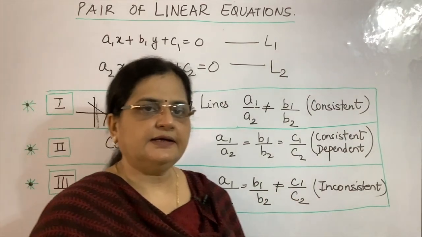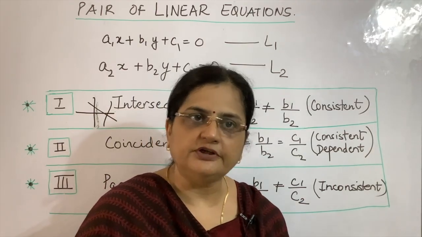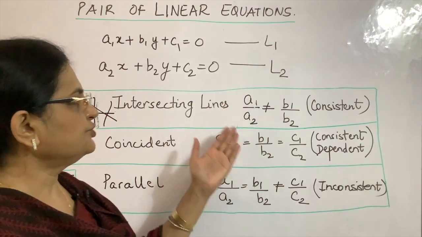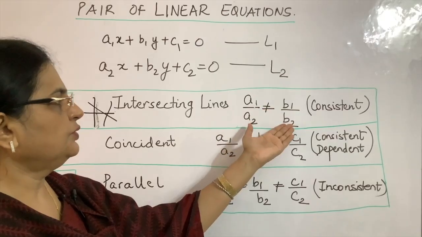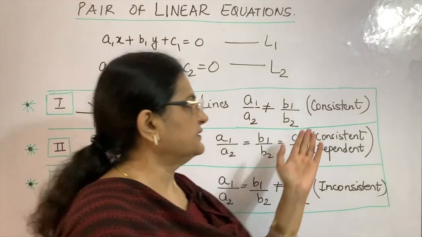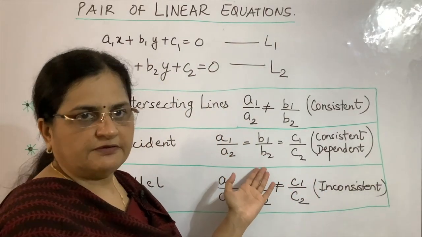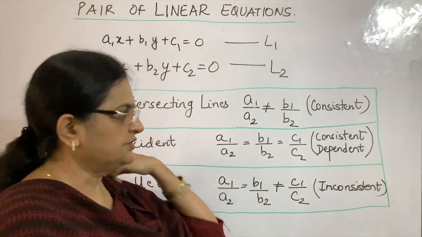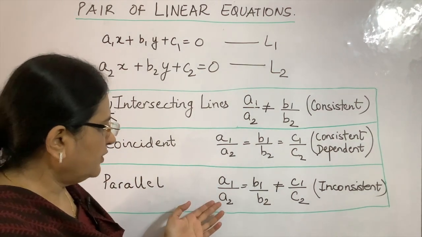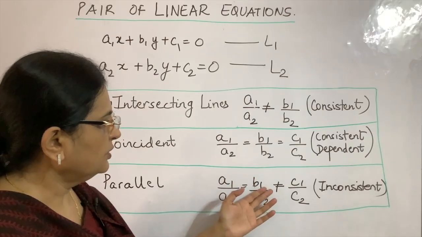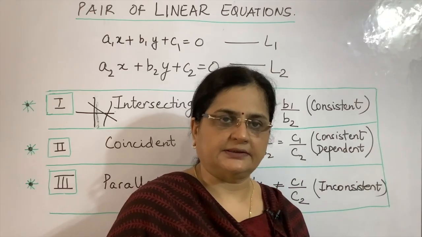So if a question is given and they ask you whether the lines are consistent or inconsistent, what will we do? We will find out a1 upon a2, b1 upon b2 and c1 upon c2. If a1 upon a2 is not equal to b1 upon b2, the lines will be consistent and they will have a unique solution. If a1 upon a2 is equal to b1 upon b2 and also equal to c1 upon c2, then the lines are consistent and dependent. And if a1 upon a2 is equal to b1 upon b2 but not equal to c1 upon c2, then the lines will be parallel or inconsistent.